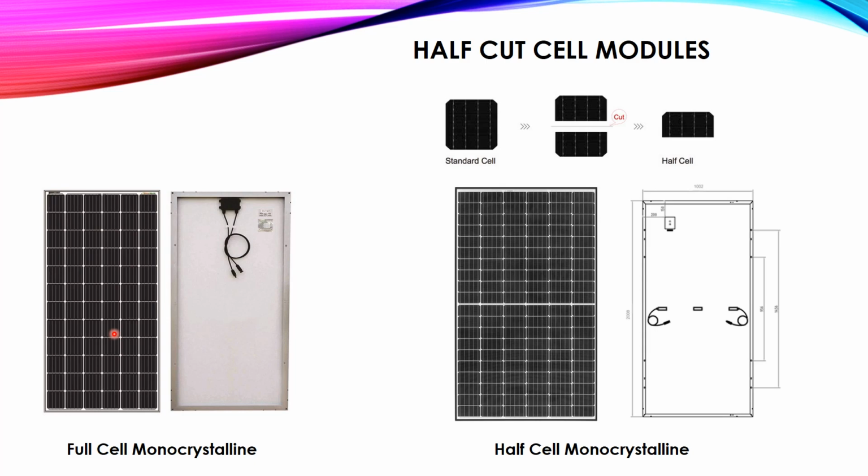Now something important here is that in the full cell monocrystalline panel, we had one junction box, similar to any normal full cell monocrystalline or polycrystalline or any type. You will find here one junction box and two terminals, the positive and the negative. The junction box contains the bypass diodes. In this case here, for example, we have 3 bypass diodes in this panel.